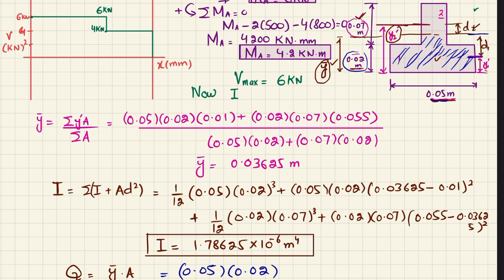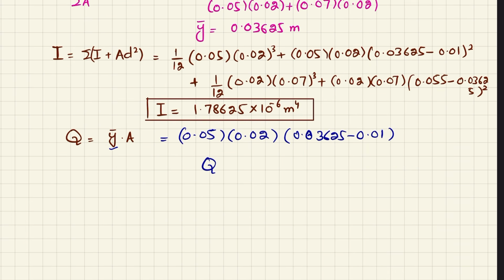So from the neutral axis till this distance, and this distance is equal to y dash minus y1 dash, and that is equal to y dash is 0.03625 minus y1 is 0.01. So when you solve this, this will equal QB, and that QB comes out to be 26.25 into 10 to the power minus 6 cubic meter.